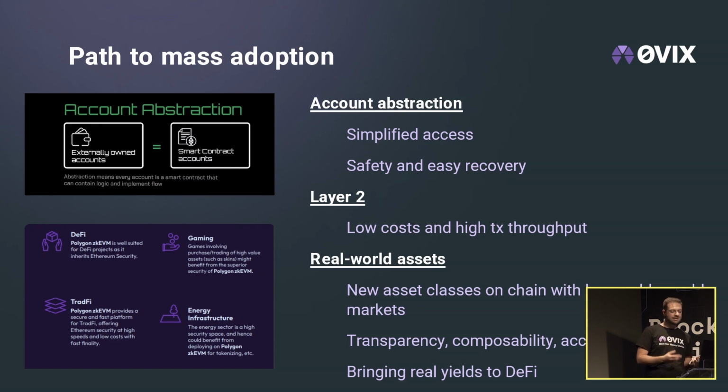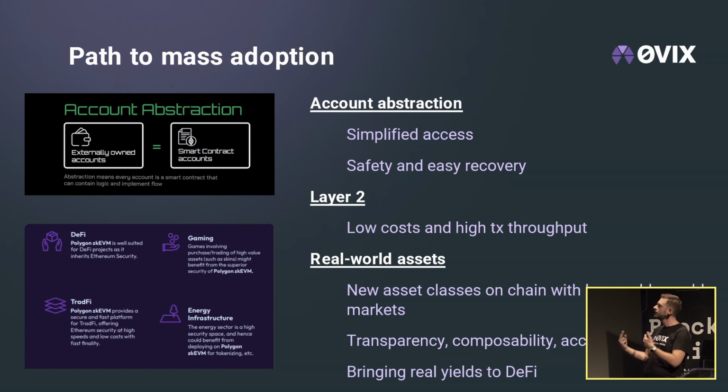When I say real yields, that's the opposite of yield farming protocols or yield farms, which continuously mint new utility tokens of the protocol to bring up their yields, but that's not sustainable at all. So we think it's crucial to bring real yields to the DeFi space in order to achieve wider adoption. Real-world assets would bring new asset classes with much larger addressable markets, and I'll show that on the next slide. But they will also bring transparency.